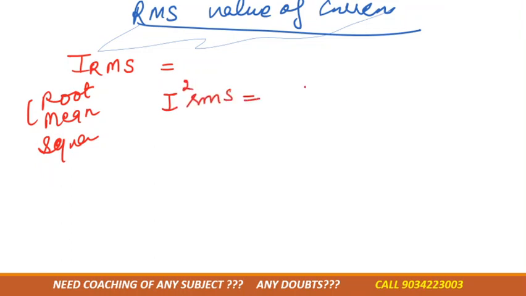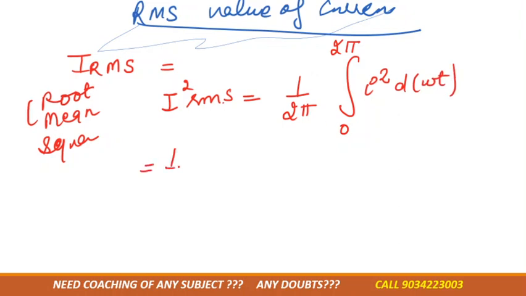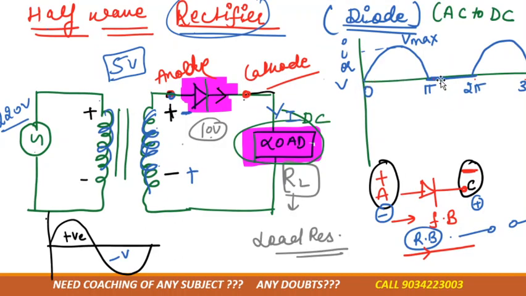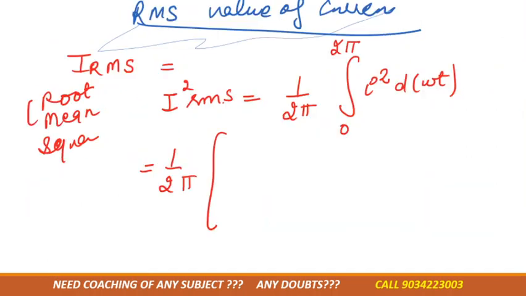So the I square RMS formula is again 1 by 2 pi, with the limit from 0 to 2 pi, of I square d of omega t. Okay, so 1 by 2 pi as it is. Again we'll break the limit. As you know, in the rectifier our cycle breaks from 0 to pi and pi to 2 pi. Pi to 2 pi is always 0 in the half wave rectifier, so we'll not consider this case. This would be ultimately 0 only, so I'm considering only 0 to pi. So let the limit start from 0 to pi.